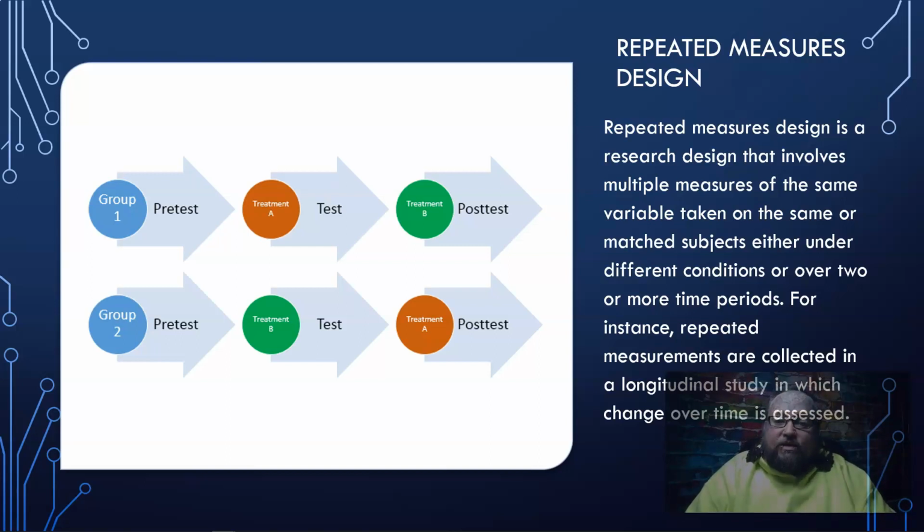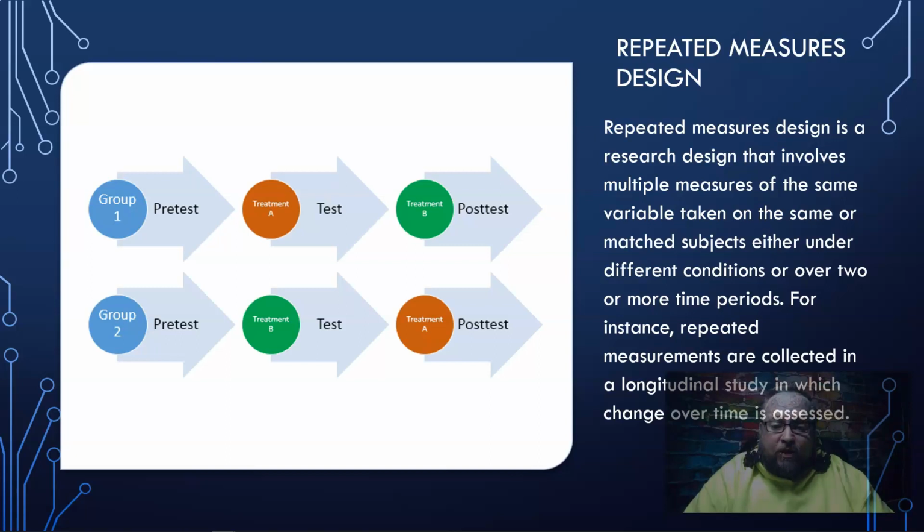In this case, and again, this is not all designs, this is one thing you could do. It sometimes works well with people, and there are other types of designs you can go through. But in this case, this is referred to as repeated measures design. So a repeated measures design is a research design that involves multiple measures of the same variable taken on the same matched subjects, either under different conditions or over two or more time periods.